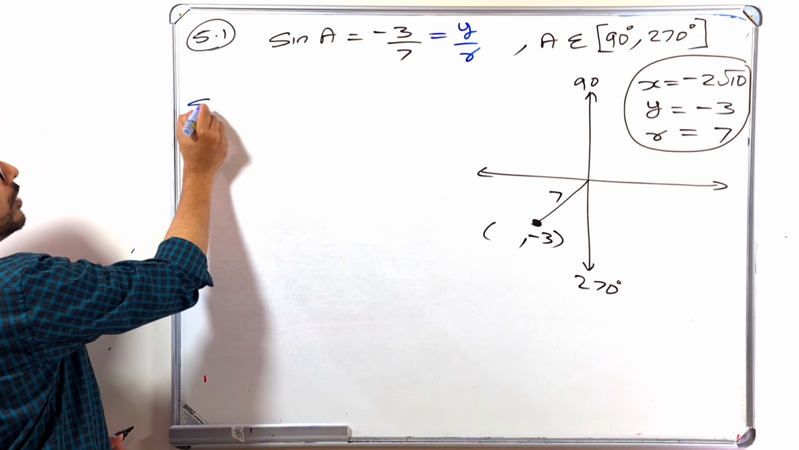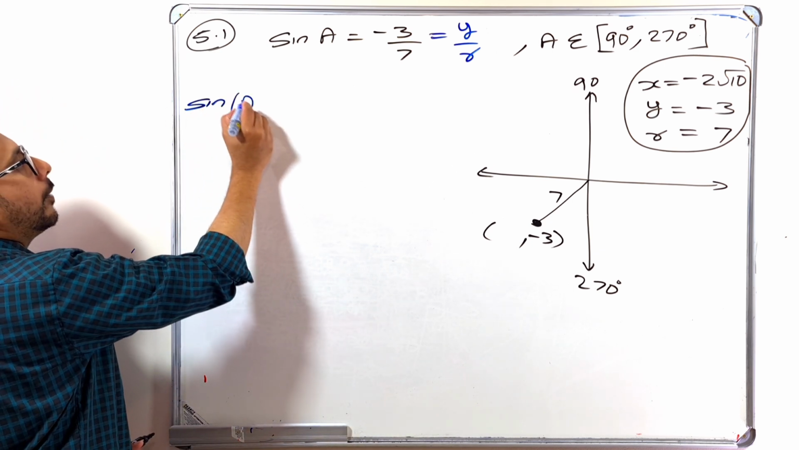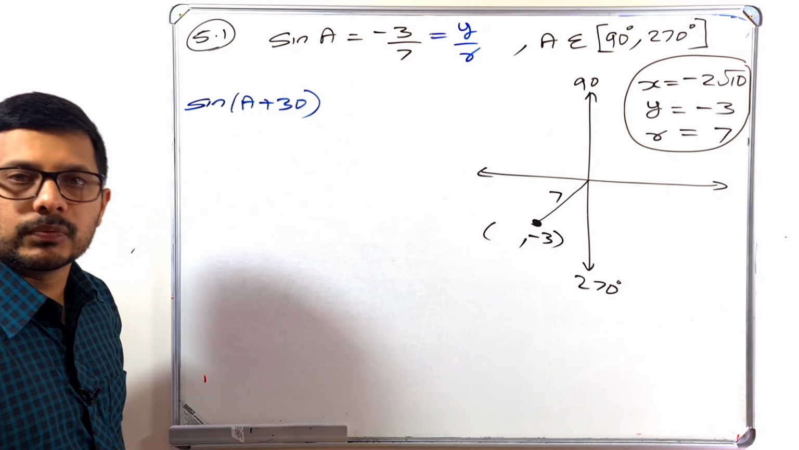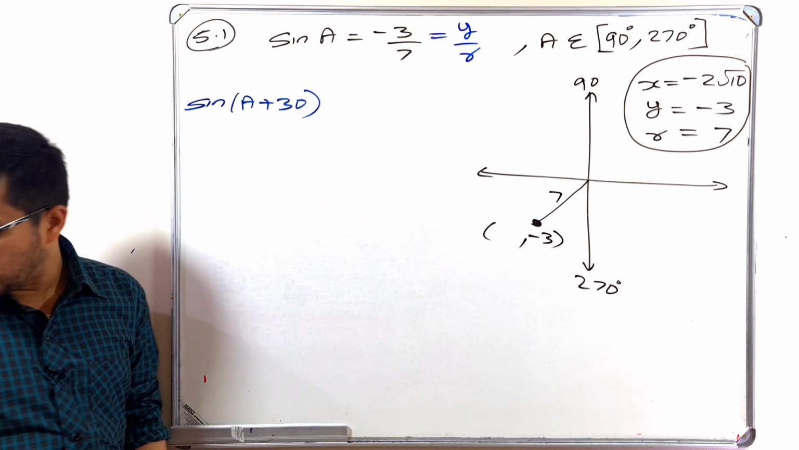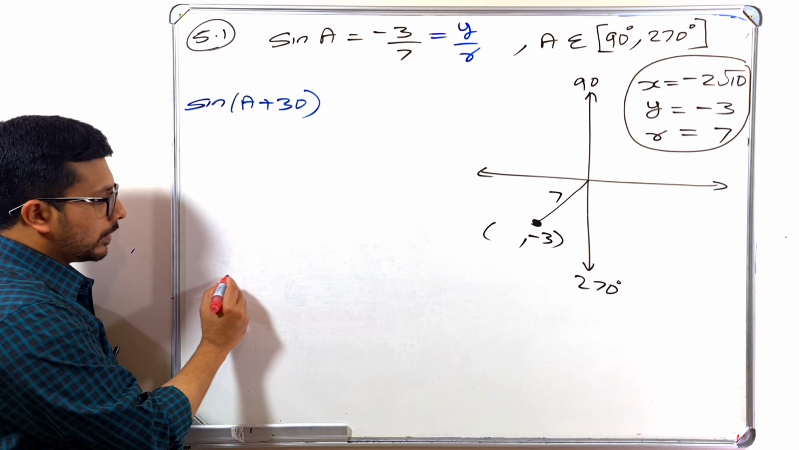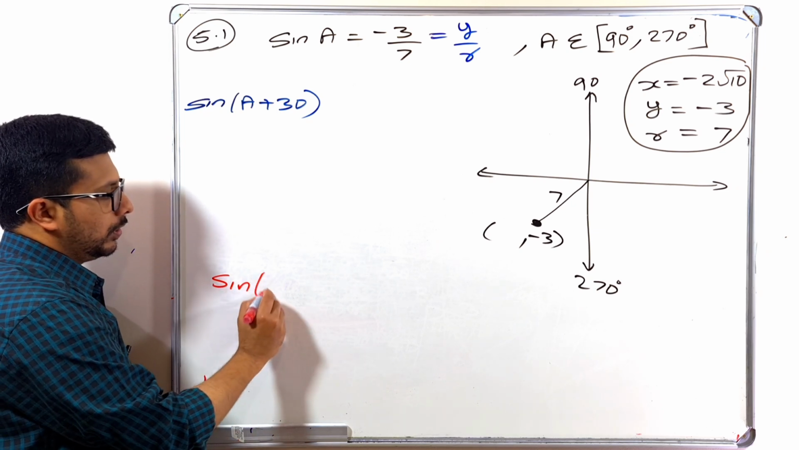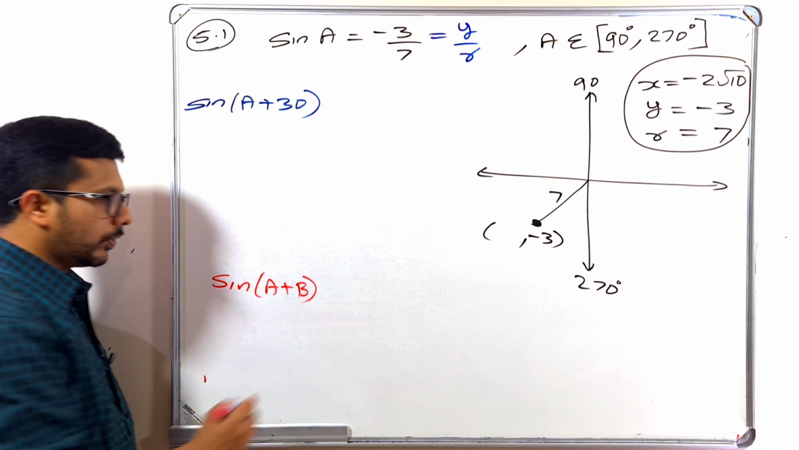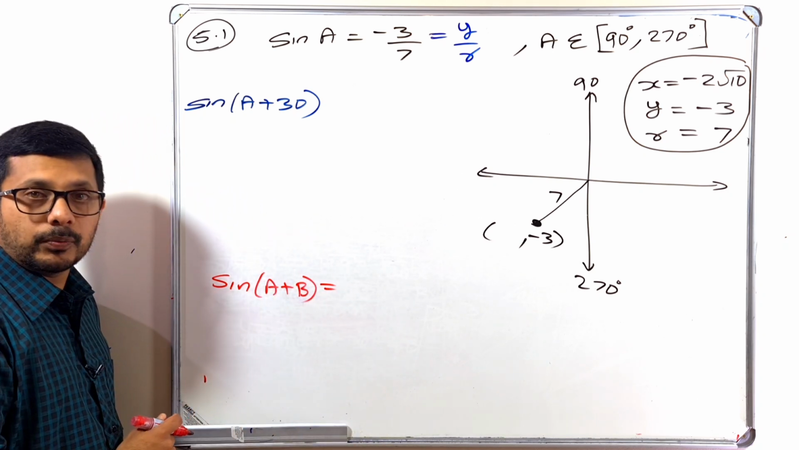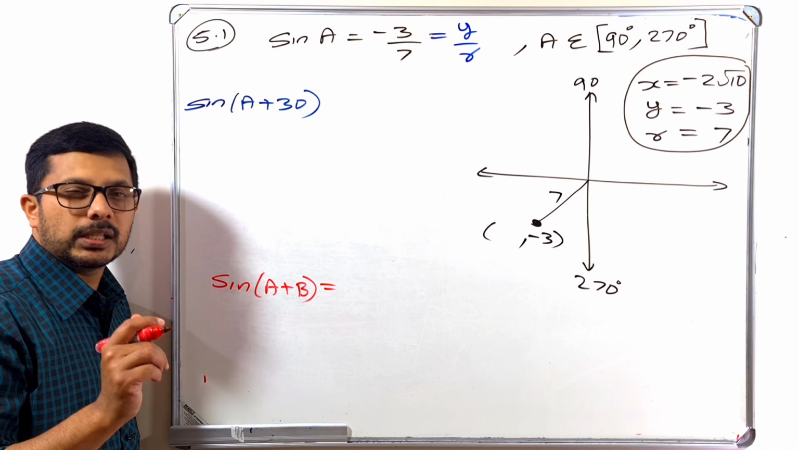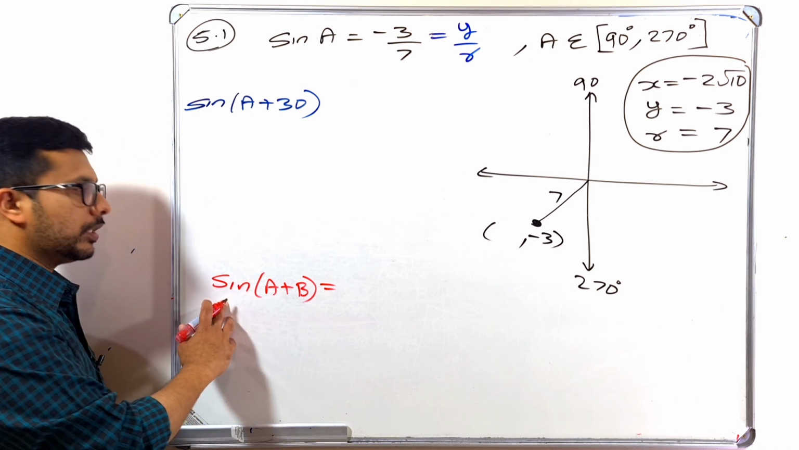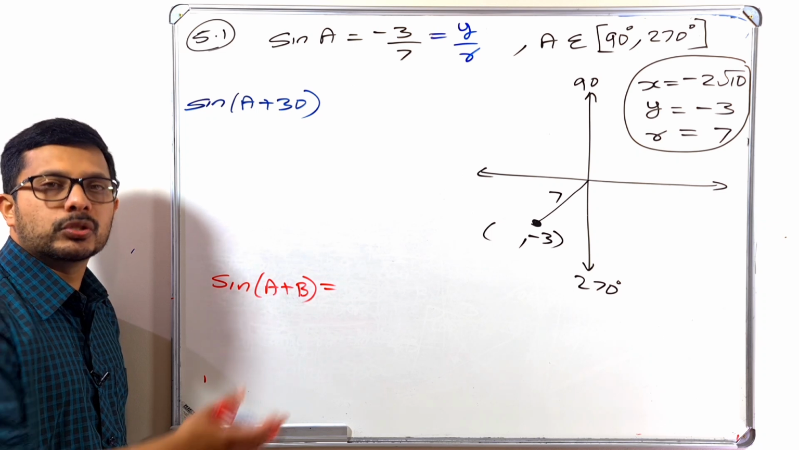We have to find what is sine of a plus 30. To do this one, we have to know that formula. What is the formula for sine of a plus b? How can you expand this one? You have to know this formula by heart. In case there is any doubt, you have to check the formula sheet, but my advice is you must know this formula.